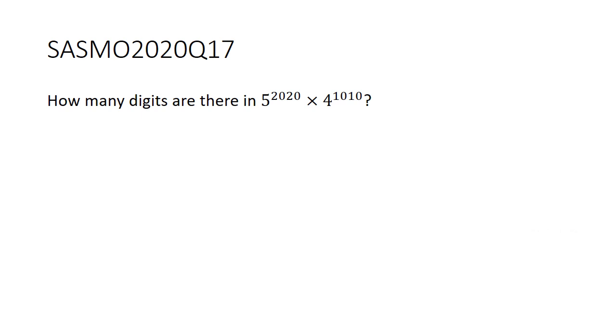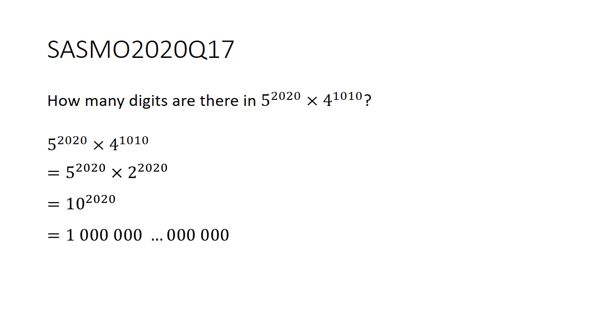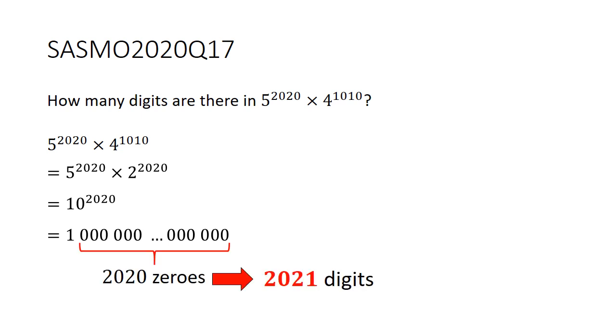This is a pretty straightforward question. First, we'll take the 4 to the power of 1010 and we'll change it to 2 to the power of 2020. Now that we have the same powers, we can group the base together. So we'll get 5 times 2, which is 10 to the power of 2020. This is a 1 followed by 2020 zeros. So altogether, we'll get 2021 digits.